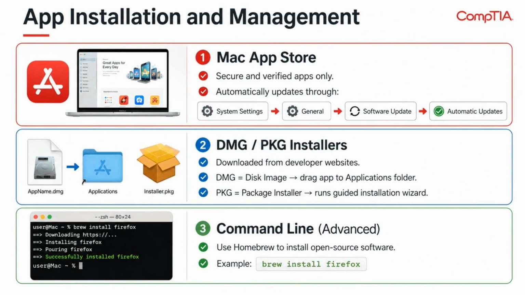App sources include the Mac App Store, offering secure and verified apps with automatic updates, DMG and package installers downloaded from developer websites, where a DMG is a disk image you drag to Applications, and a package runs a guided install wizard, and the command line, using Homebrew to install open-source software. Brew install Firefox, for example.